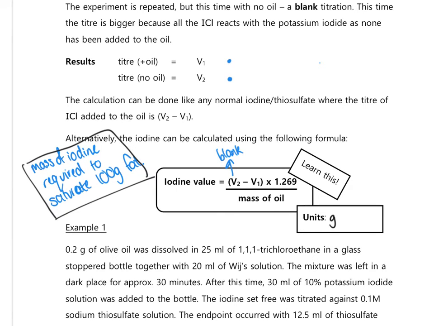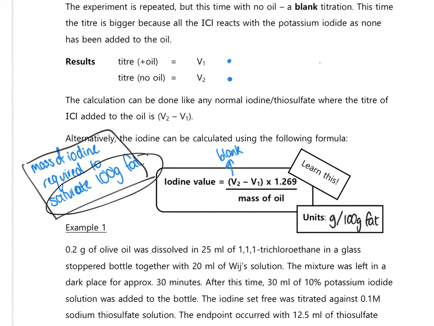So we are trying to saturate 100 grams of fat. So it's going to be grams per... Not quite. It's not water. We're looking to saturate 100 grams of fat. So it's the mass of iodine required to saturate per 100 grams of fat.